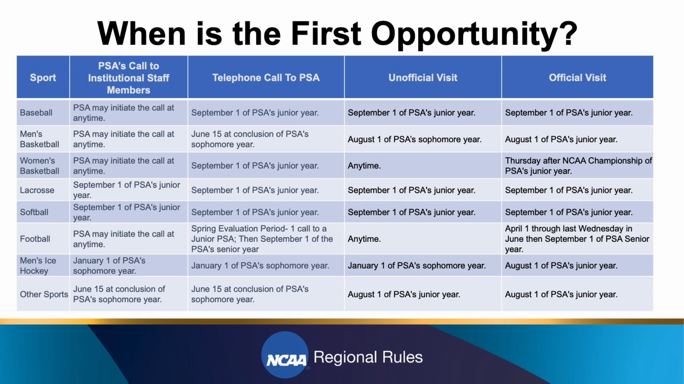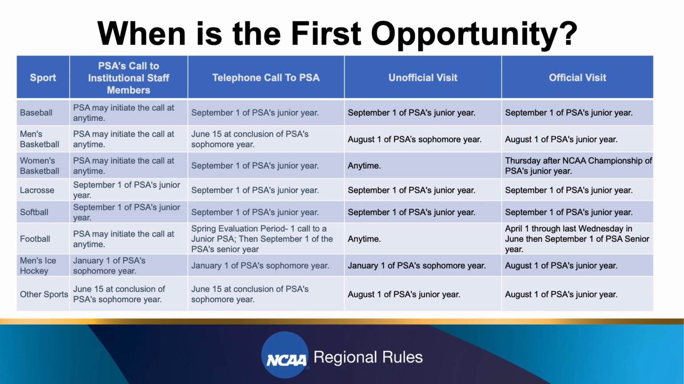The biggest changes in the recruiting process were PSA's calls to institutional staff members. In sports other than baseball, men's basketball, women's basketball, and football, it established a limitation on when institutional staff members can speak with a prospective student athlete when the prospective student athlete initiates the call to that institutional staff member.